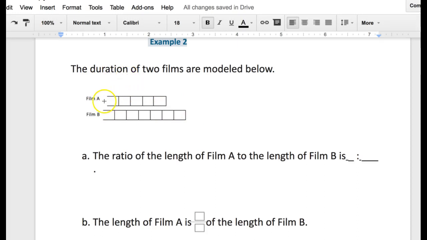But let's talk about the parts in film A. In film A, in our tape diagram, we have 1, 2, 3, 4, 5 parts. So let's write that down. 5 parts.